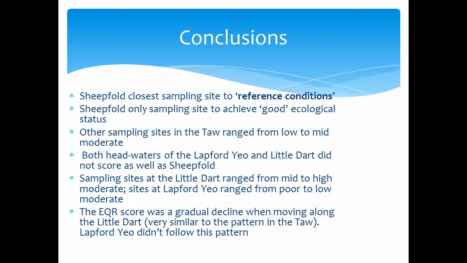Both the headwaters of the Lapford Yeo and Little Dart didn't score as well as Sheepfold, but this wasn't surprising as both the Lapford Yeo and Little Dart come off downstream from the Tor, so the headwaters aren't going to be in as good a condition as that of the Tor. In comparison though, Little Dart did fare better than Lapford Yeo, as it did have a moderate score. The diatoms were not as phosphorus tolerant, and there's more of a mixture.